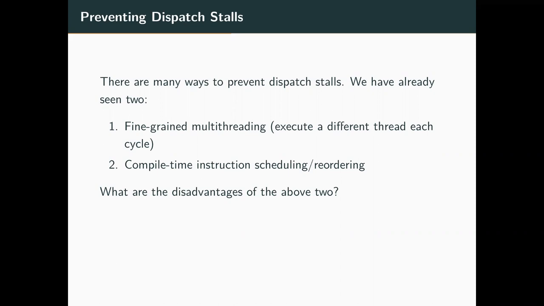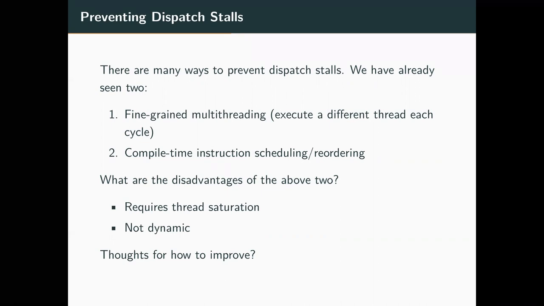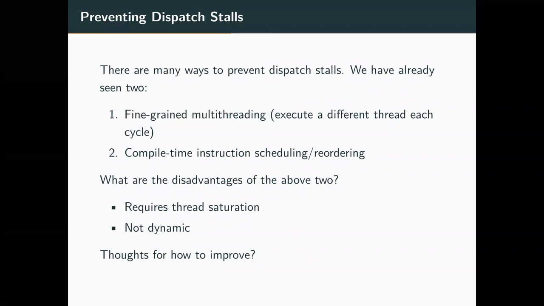Okay, so the disadvantages, if you recall, for the first one, are that with fine-grained multithreading, you need to have a bunch of threads, at least enough to fill up your pipeline, right? If you don't, then, well, you can't take advantage of it. And then anything that's compile time isn't runtime. So if it's a compile time reordering, then that's not going to help you if it's a runtime problem. So it's not going to help with the case where you don't know if it's a cache miss or a cache hit.